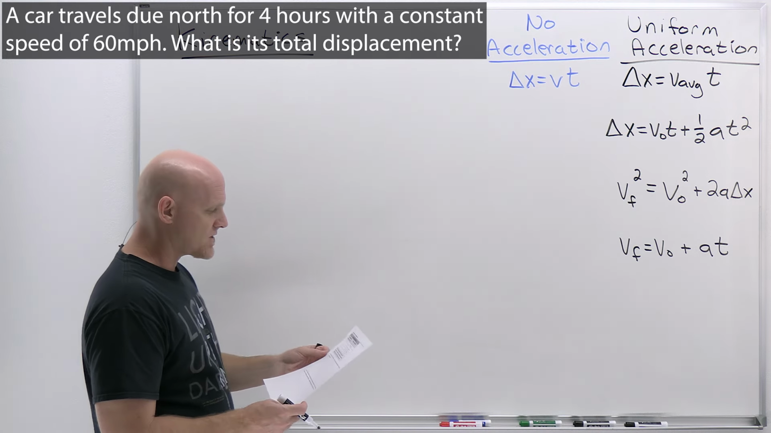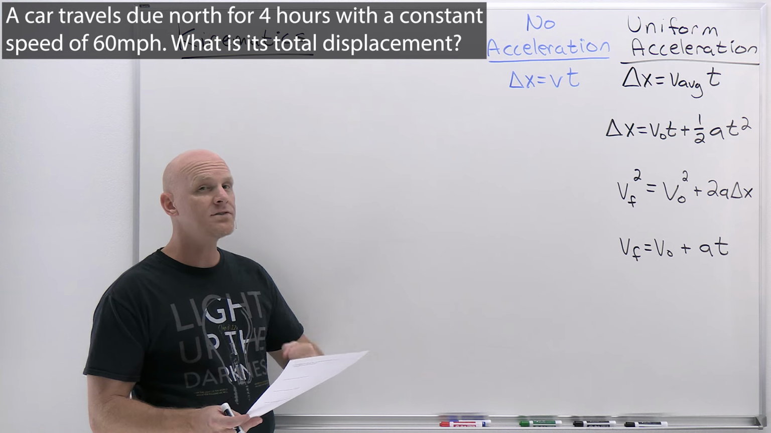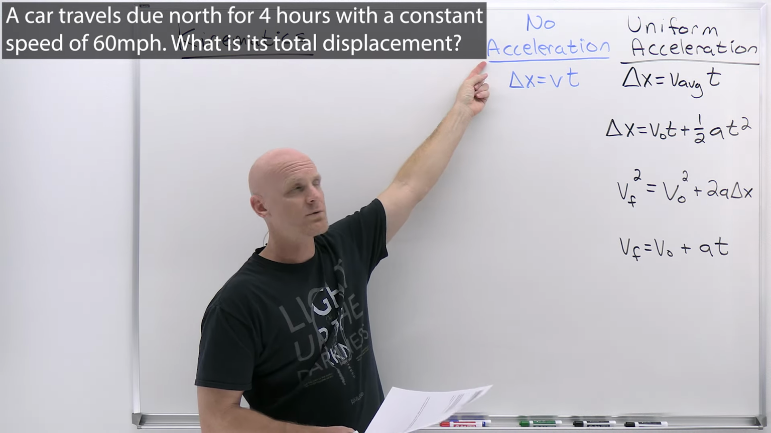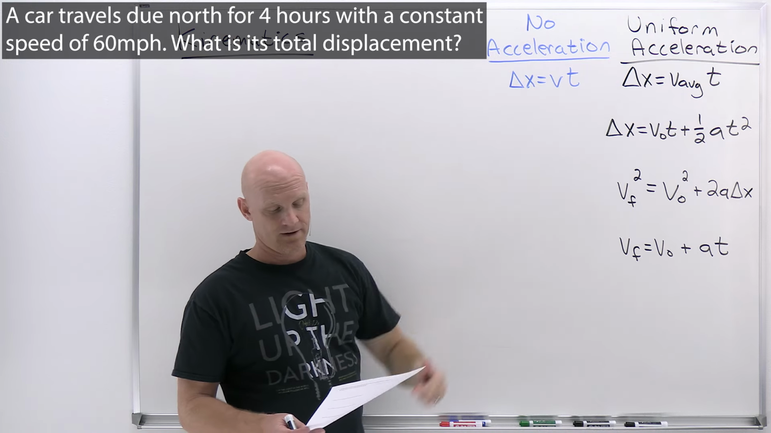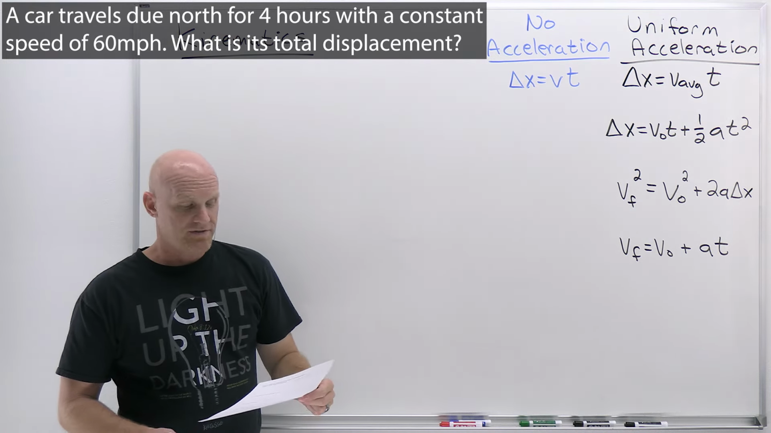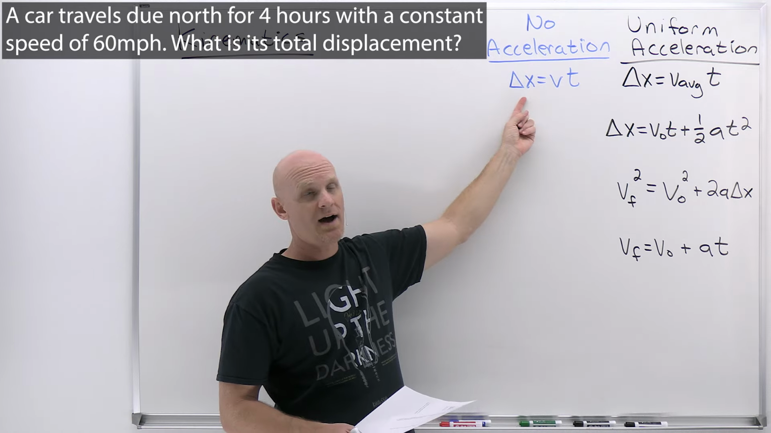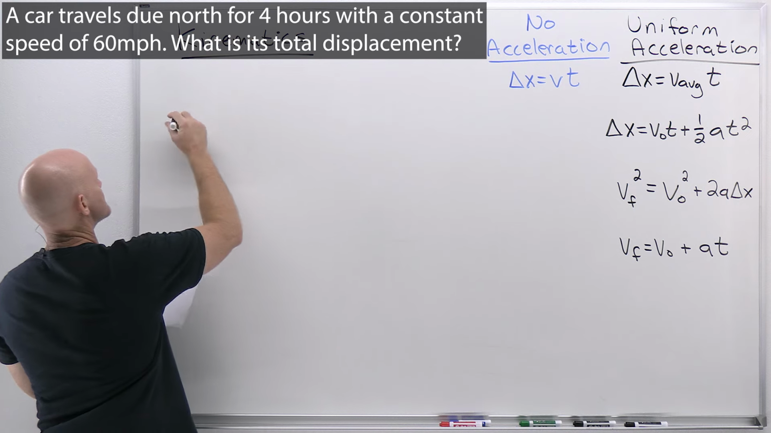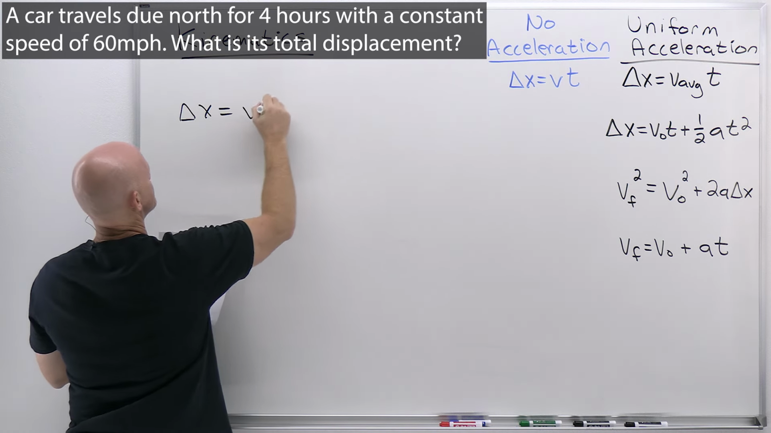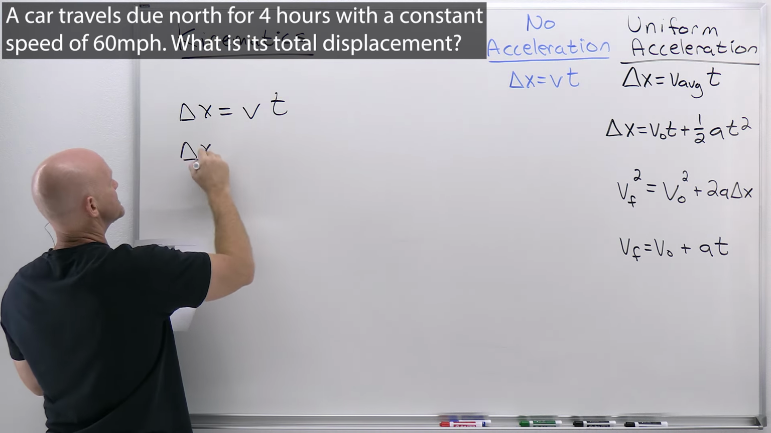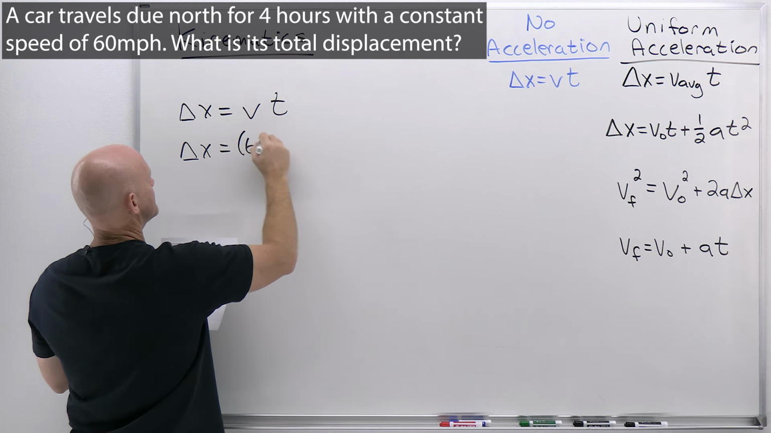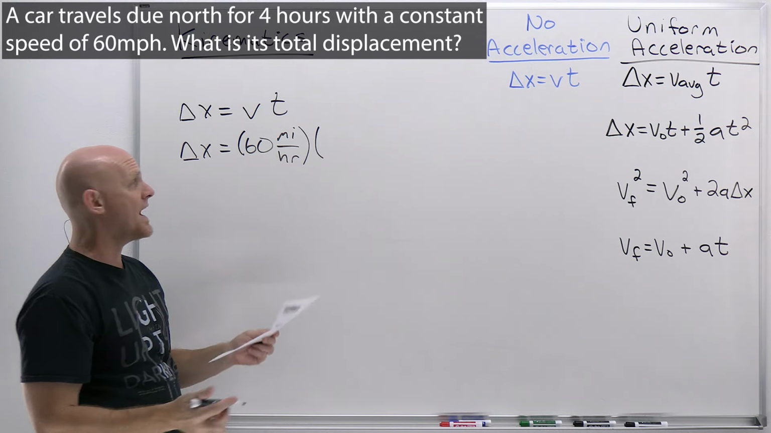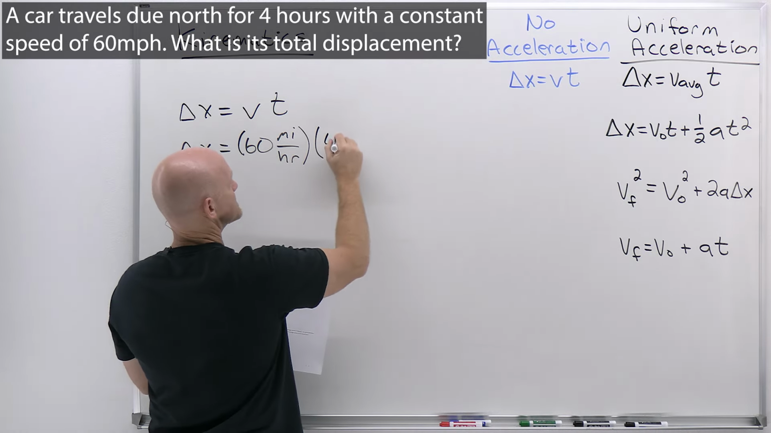So in this case, travels due north for 4 hours with a constant speed. The moment you hear constant speed, you think constant velocity, no acceleration. That's the only equation we got. All right, and we want to know what is the total displacement. Well, if this is the only equation we got, and it's an equation that involves displacement, then that's the one we're going to have to use. And so in this case, we've just got the displacement equals the velocity times the time, and we'll just do some plugging and chugging here. Velocity was given as 60 miles per hour, and the time was given 4 hours. I did make sure it was in hours so that the units would cancel here.